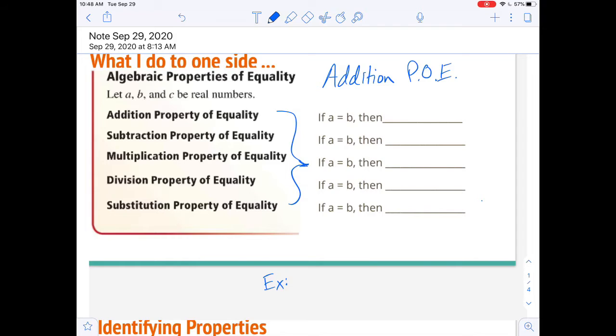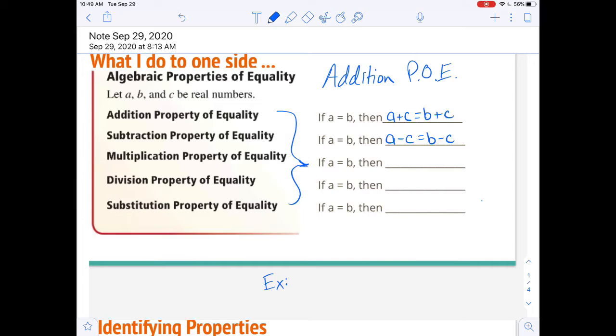And our addition property of equality, this is usually how I abbreviate it because I'm a lazy writer, says that if I have A equal B, then I can add something to one side as long as I add it to the other side. So I just added C to both sides. Same idea for subtraction. I start with A equals B. So if I subtract a number from one side, I just have to subtract it from the other side.